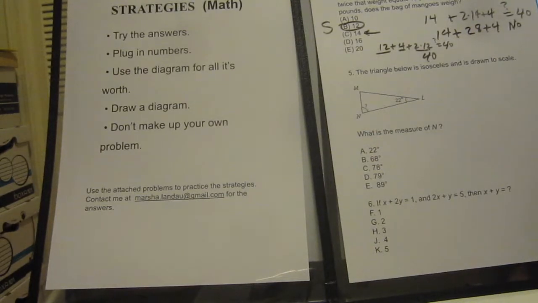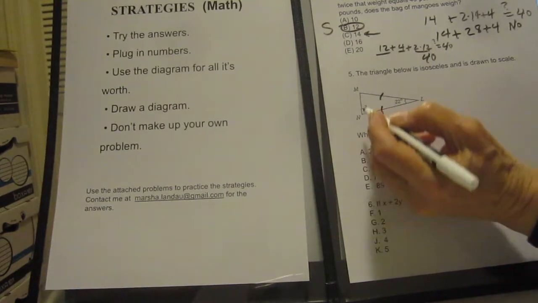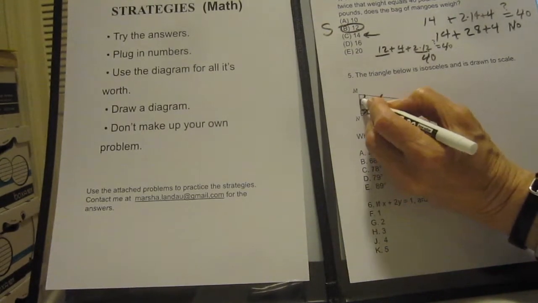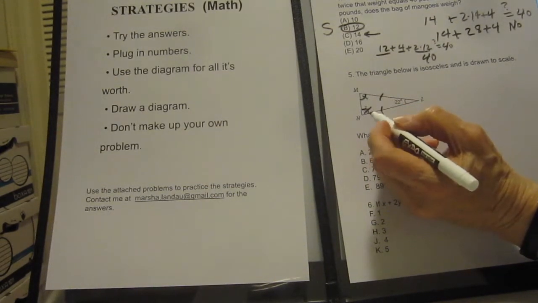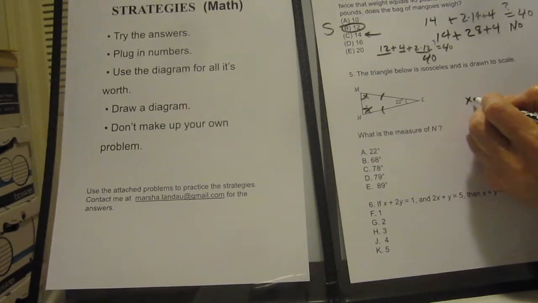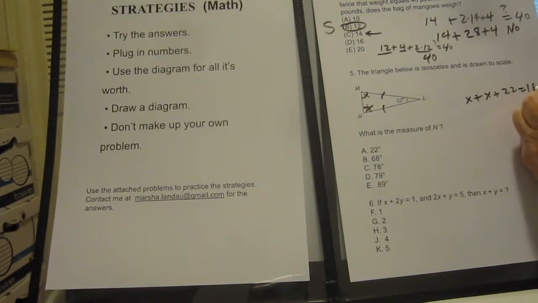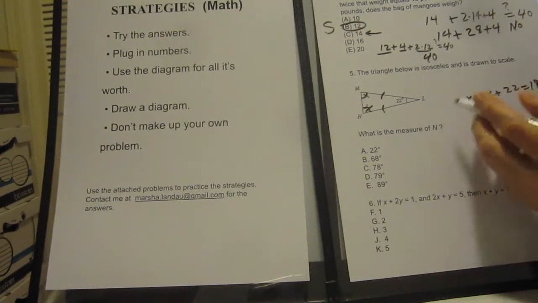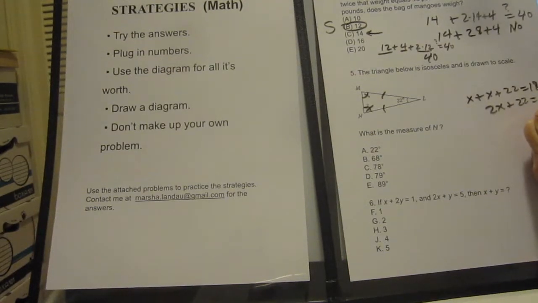Okay, number 5. This triangle is isosceles and drawn to scale, and we're supposed to find the measure of angle N. If it's isosceles, the base angles are congruent, and so whatever the measure of angle N is, that's also the measure of angle M. So if I call that x, I know that x plus x plus 22 is 180. So 2x plus 22 equals 180.